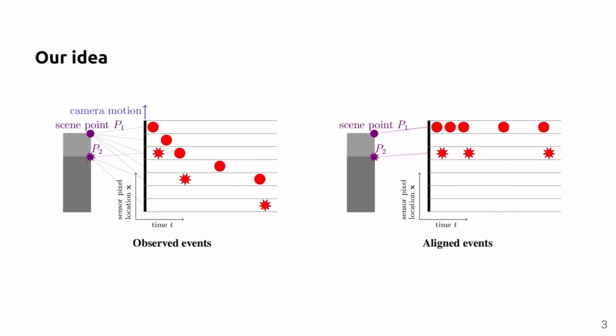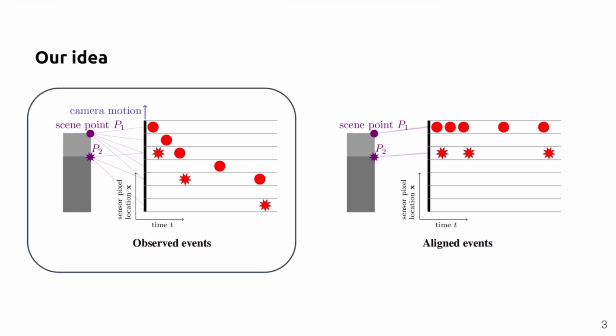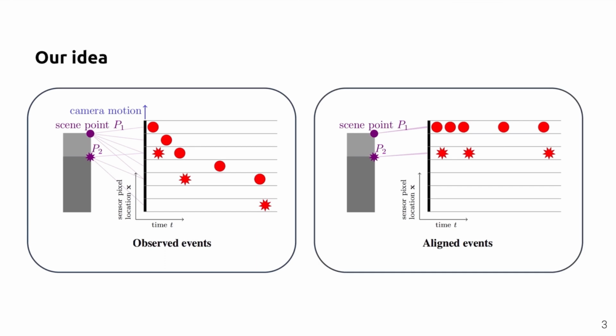The basic idea of our approach is that we develop a model for the data as though it has been perfectly aligned already. The observed data is a set of events recorded by a moving camera over a time period delta t. For the aligned data, we consider events as though they have been perfectly aligned with a set of ground truth transformations that invert the camera's motion. We now introduce our probabilistic model for aligned event data and describe how it can be used to align observed events.